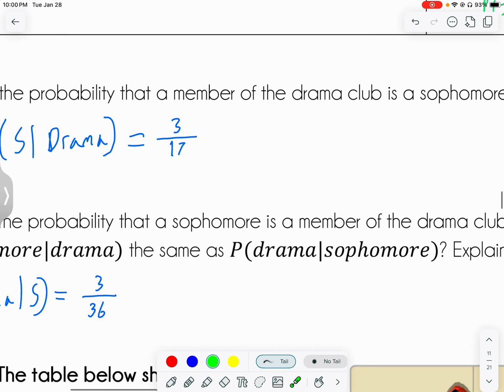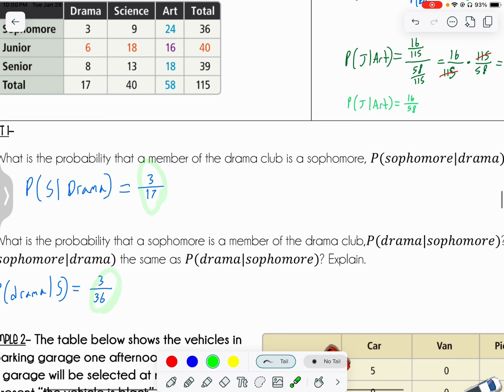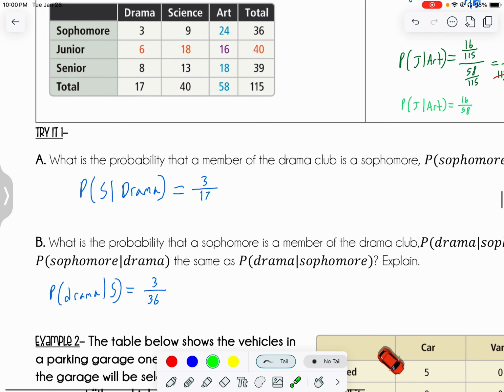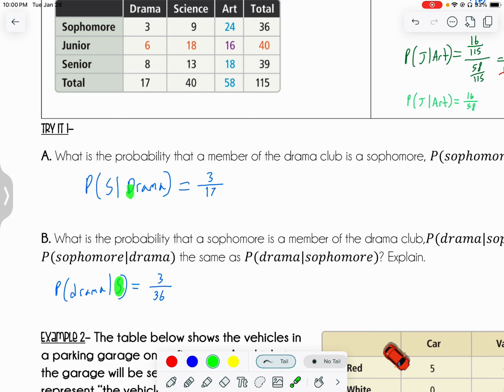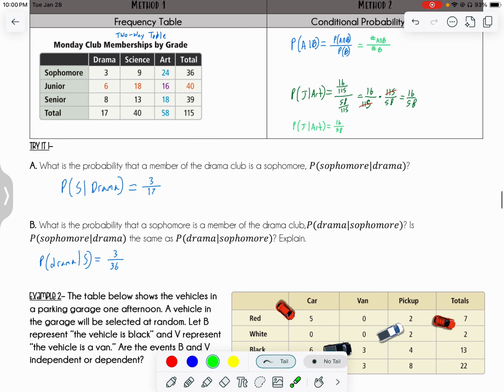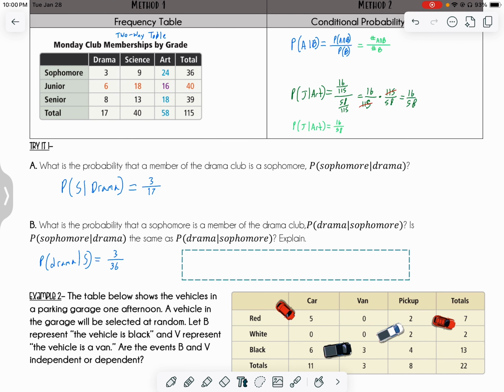Now take a look at both of those. Are these probabilities the same? No, because we have different conditions. And that's why this is called conditional probability. This is our condition, the given thing, and notice how the condition's different each time. So it changes our total possible choices. Okay, so let's go ahead and make a note of that right here.